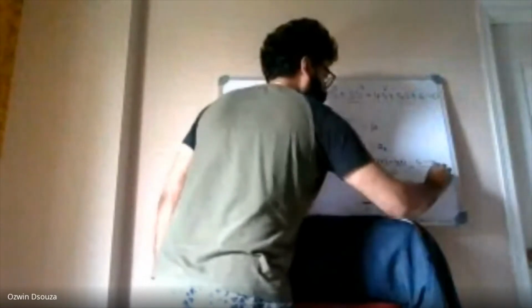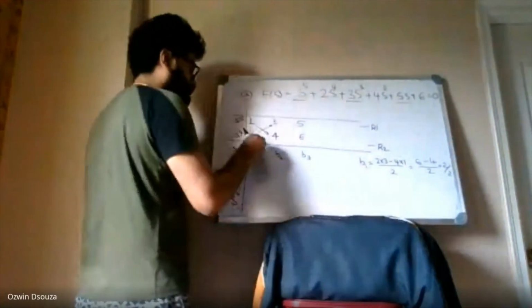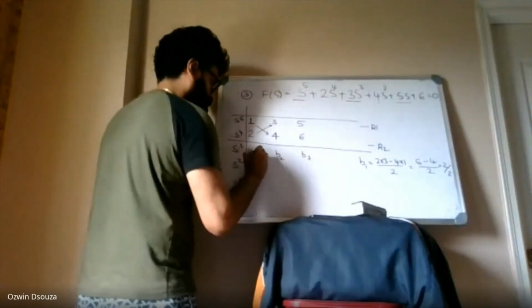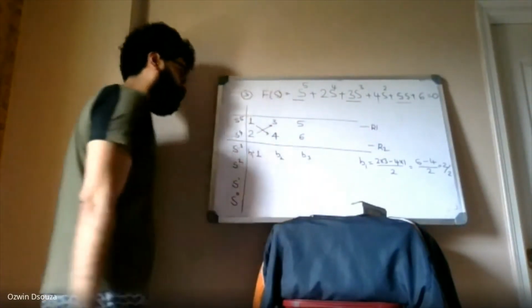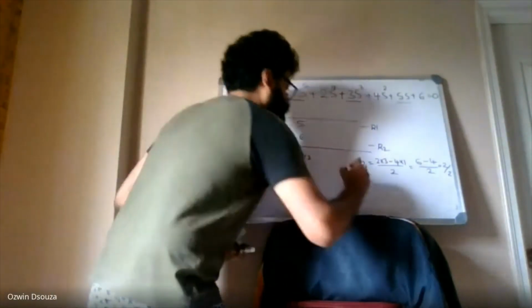So how much do you get? 2 into 3 is 6 minus 4 into 1 is 4, divided by 2. So 6 minus 4 is 2. So 2 by 2. So your element B1 is 1. Similarly, you try finding out B2.